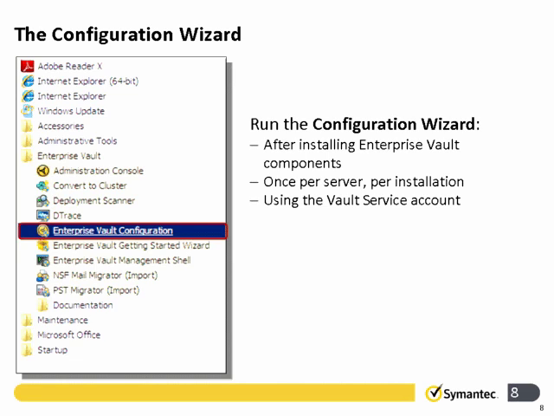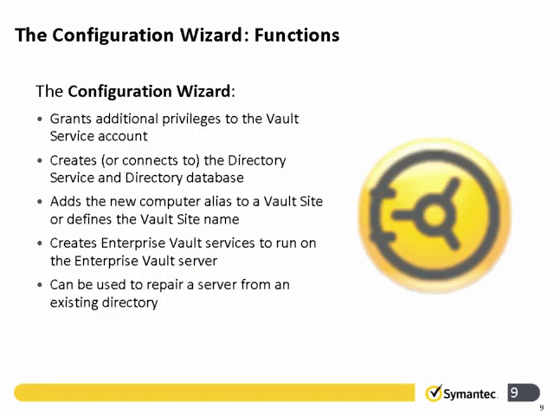You want to make sure that when you are using the Enterprise Vault configuration wizard, you are logged in as the Vault service account. That Vault service account should have local administrators' rights on the local Enterprise Vault server. The Enterprise Vault wizard is responsible for granting additional privileges to the Vault service account. These include the capability of debugging programs. This allows the Enterprise Vault to validate other processes that are running on that particular server.